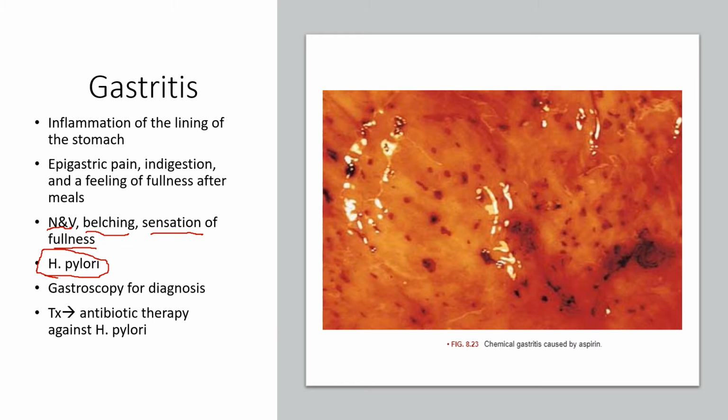So we also mentioned medications on the previous slide. Medications like the NSAIDs can irritate the lining of the stomach as well, so they could be a cause of gastritis. And what we actually see in this picture is chemical gastritis that's caused by aspirin. So you can see all these little dots. These are all indicative of gastritis or mucosal lining inflammation.